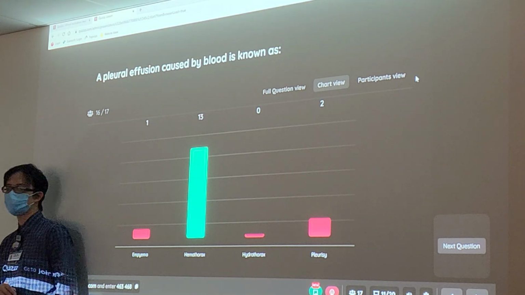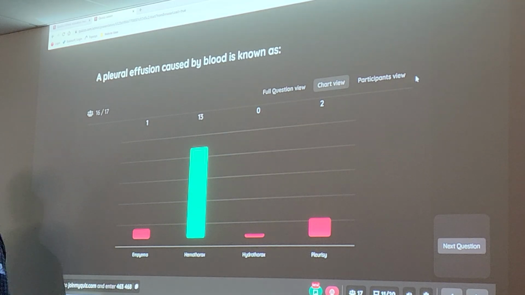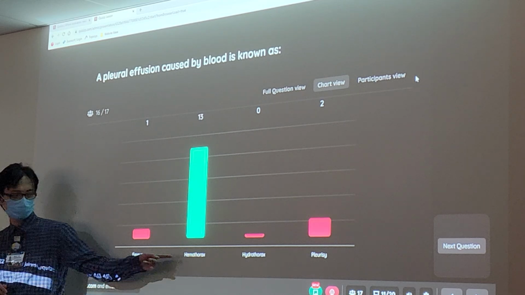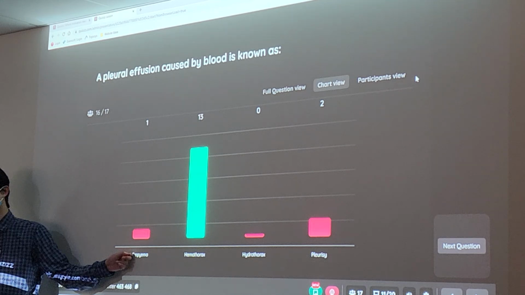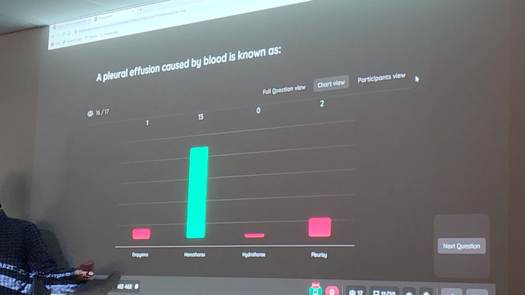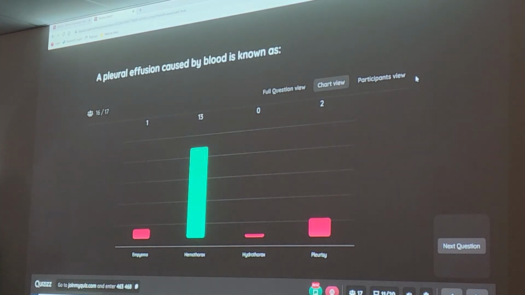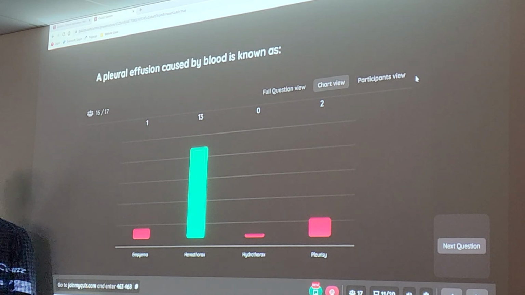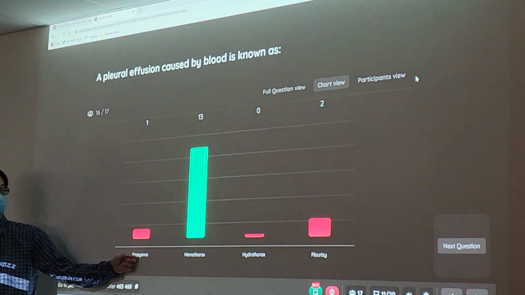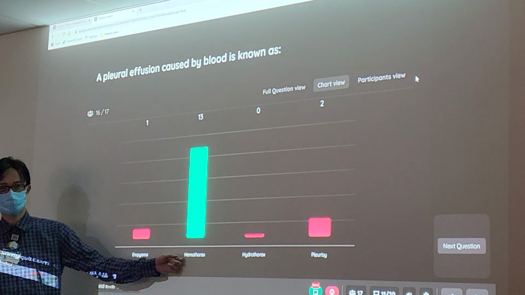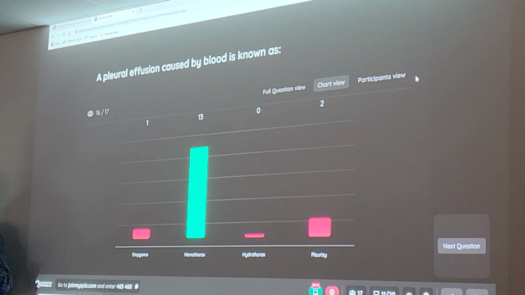So pleural effusion in general used to be called hydrothorax. But if we're talking about blood in particular, then hemo, for blood. Empyema, what is this? Good, it's pleural effusion caused by pus. So empyema is a pus-filled pleural effusion. Hemothorax is a bloody pleural effusion. One more time: empyema, pleural effusion caused by pus. Hemothorax, pleural effusion caused by blood. Pleural effusion in general is just fluid.